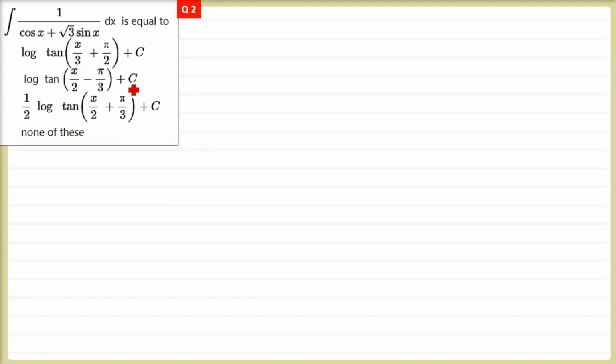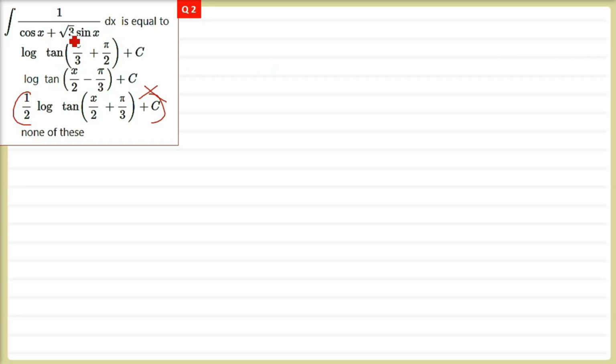Now this question is a complicated question. Why complicated? Because in R.D. Sharma, the option is C. That means the third one is the correct. But what I am suggesting is it's not. I'll prove it. I will solve it and prove it that none of these is the correct answer.